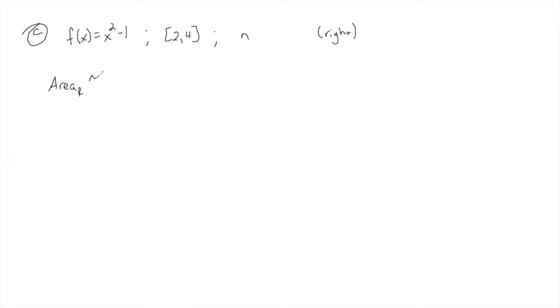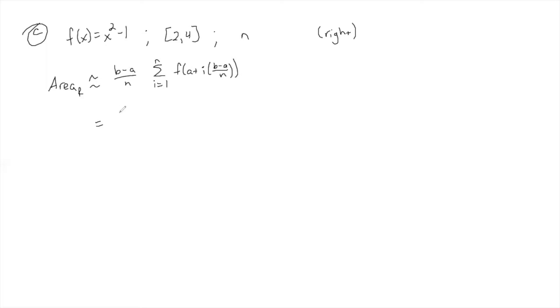So area using right endpoints is approximated by (b minus a) over n times the sum i equals 1 to n of f of (a plus i times (b minus a) over n). Notice that I'm writing this out every time because it's something you have to have memorized, just like the definition of the derivative.